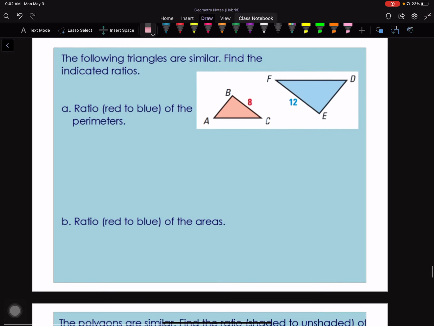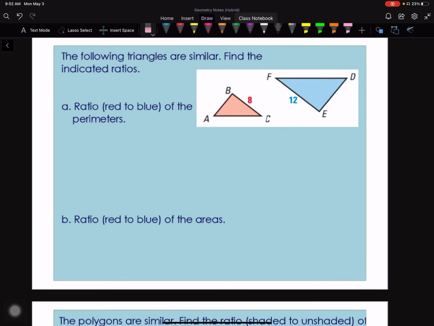So taking a look at an example here, the following triangles are similar. Find the indicated ratio. So first of all, it says find the ratio of the perimeters from red to blue. So the red perimeter that we're given is 8 over the blue perimeter we're given is 12. Now if I simplify that, I can divide them both by 4 and I get 2/3. So that would be the ratio of perimeters.